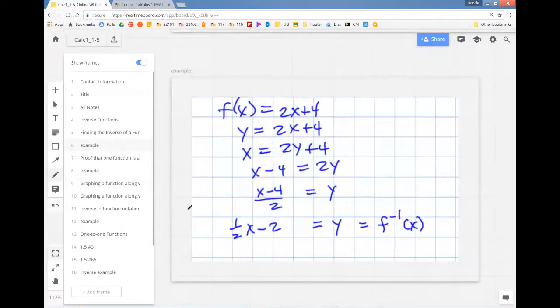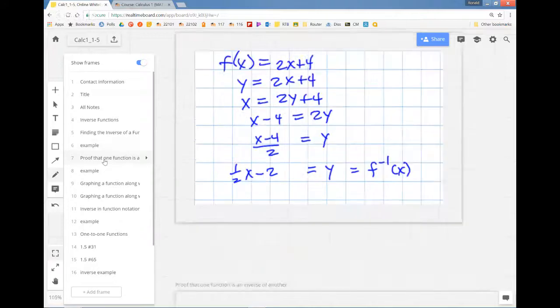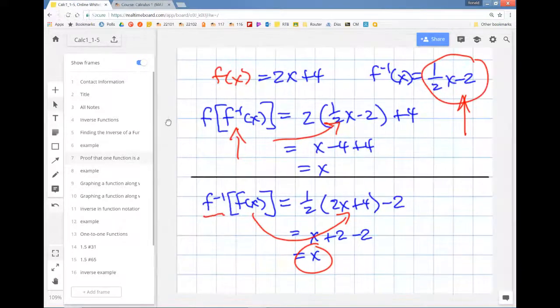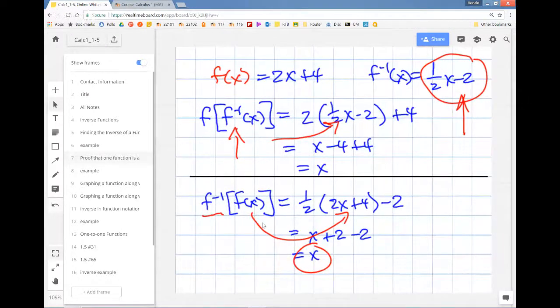So here's the one we just did. f of x equals 2x plus 4. Write it as a y, interchange the x and the y, solve for y. Now, to prove that you really got an inverse, what you need to do is compose the function with its inverse. So here we have the original function, 2x plus 4. Here's the inverse, 1/2 x minus 2. If it's really an inverse, then f of f inverse should turn out to be x, and it does.